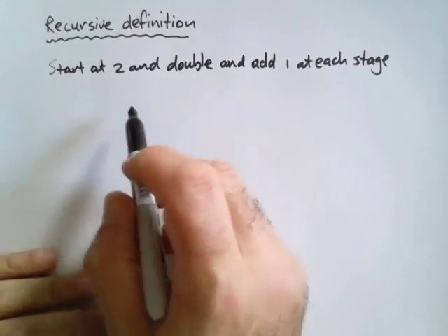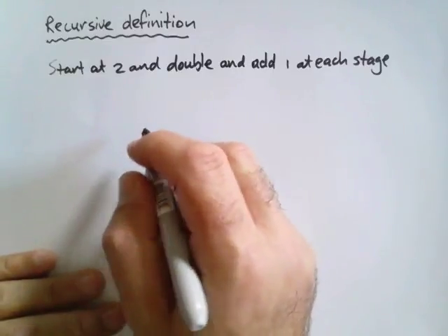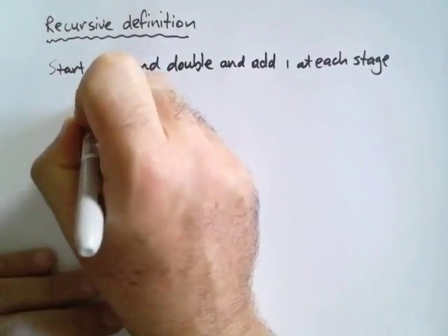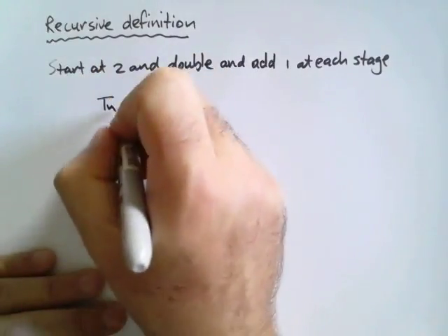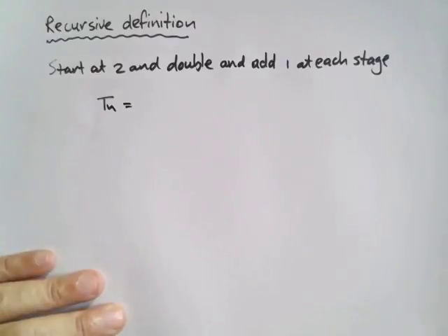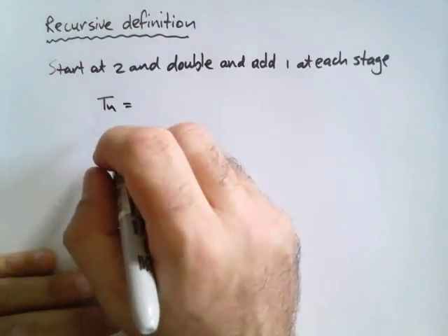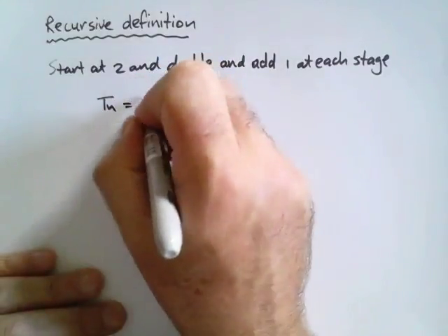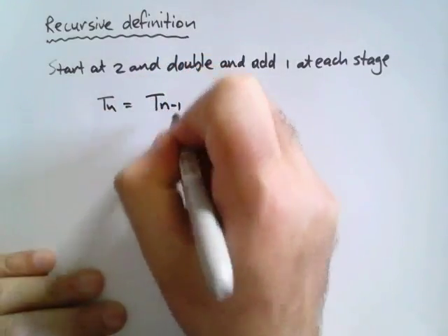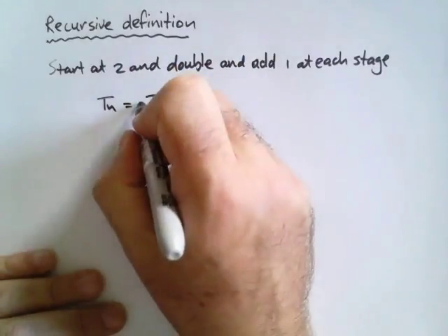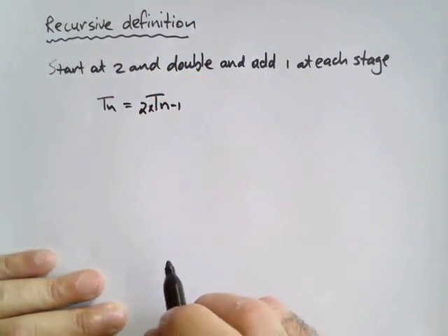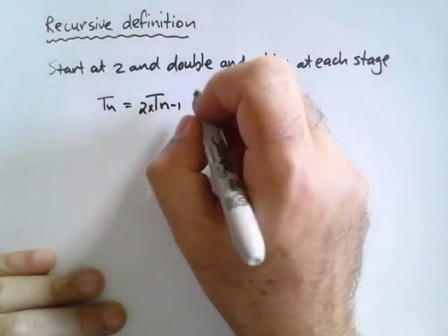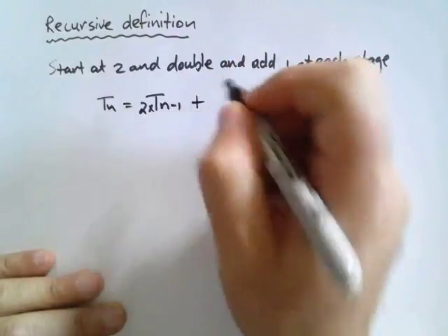So we can just write it as a recursive definition. We can say we start at, so let Tn be the number. We start at 2 and double. So if I double, I need the previous one, which means the previous thing will be Tn minus 1. We double that, so it means 2 times that. We then add 1 at each stage.